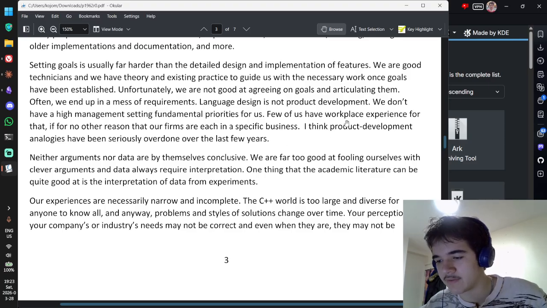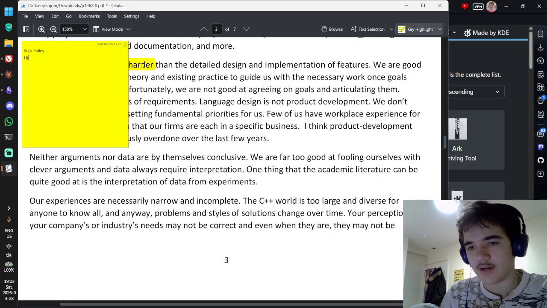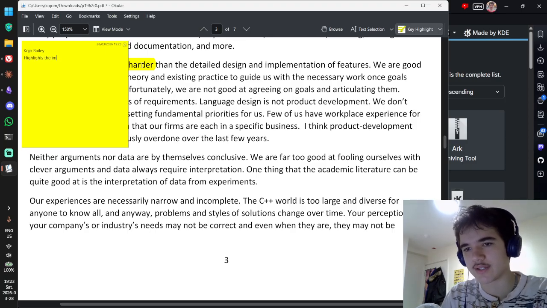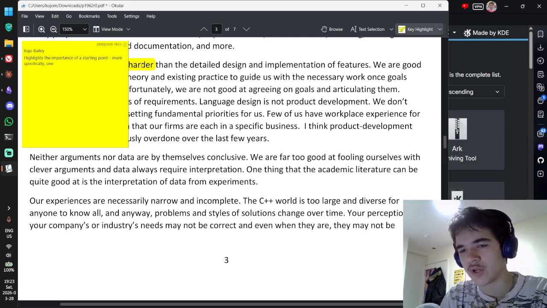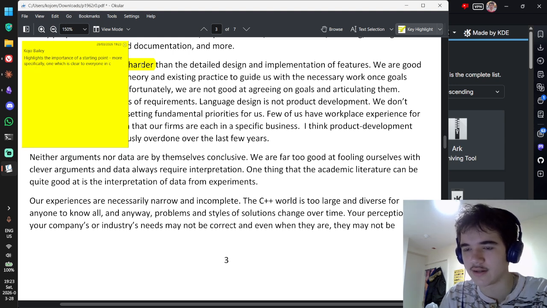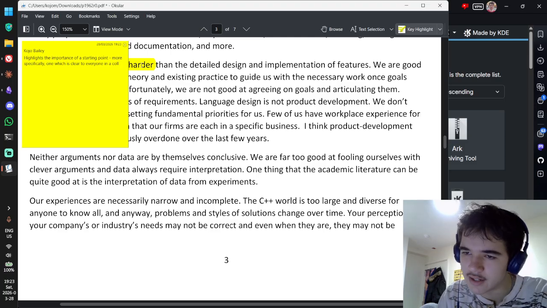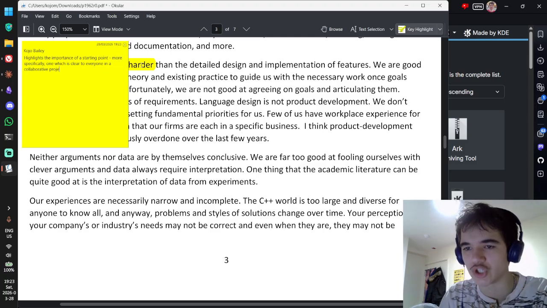Interesting. I can't think of any examples off the top of my head, but yeah, it highlights the importance of a starting point. More specifically, one which is clear to everyone working on a collaborative project. There we go.